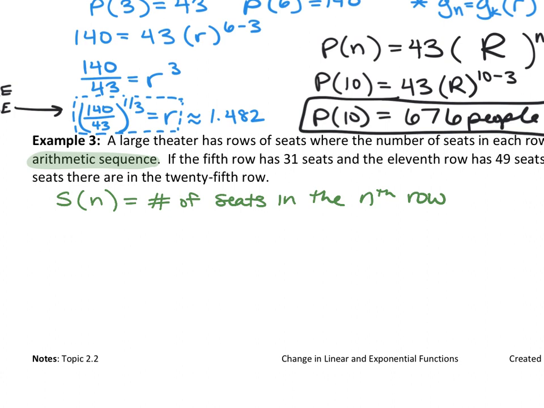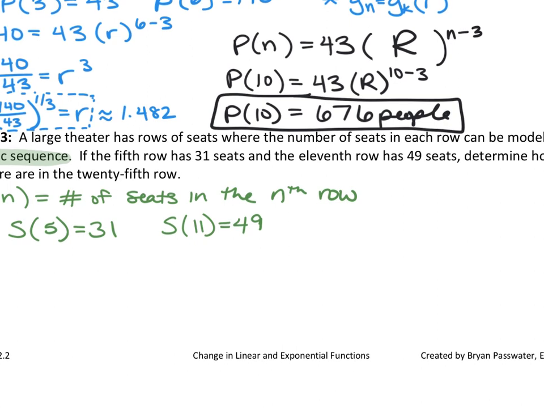Okay, the information I know is that the 5th row has 31 seats. I also know that the 11th row has 49 seats. But since this one is arithmetic, and I want you to start to really memorize those arithmetic sequence and geometric sequence formulas, and since they're the exact same as a linear function, we're going to plug it into the version that looks like this: a sub n equals a sub k plus d times n minus k. Again, a sub n is like s of n, and a sub k is like another point on the line.